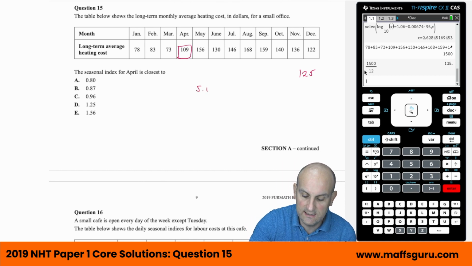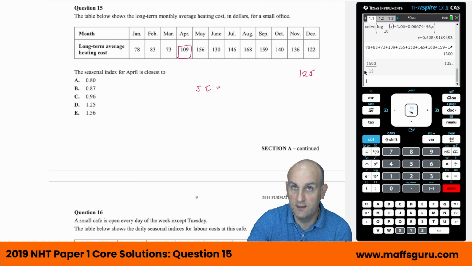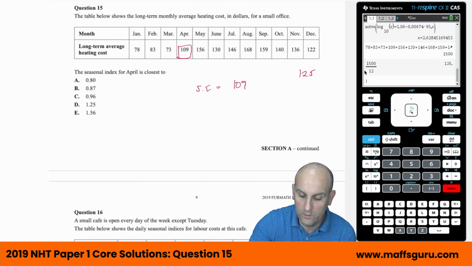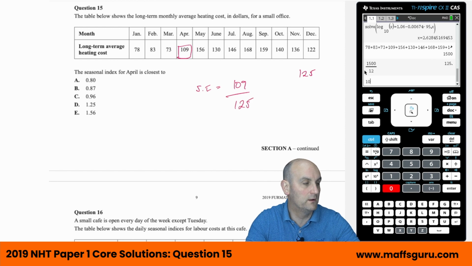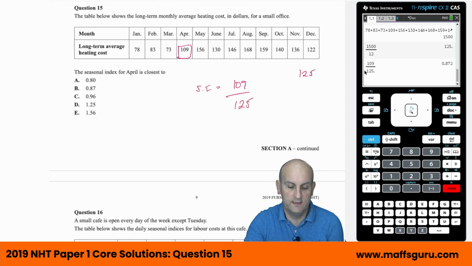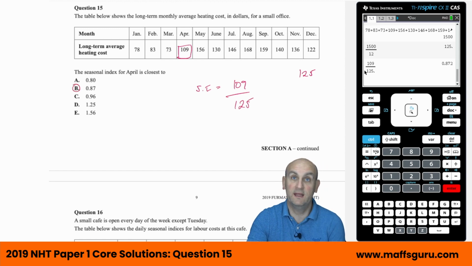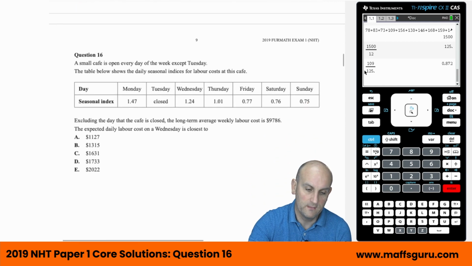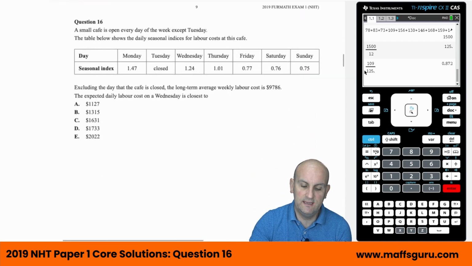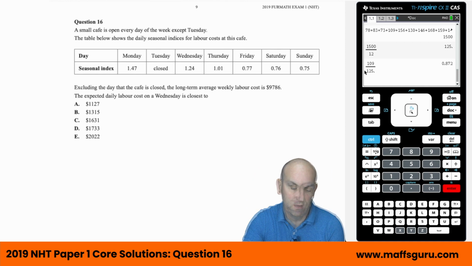My seasonal index is given by the actual figure divided by my monthly figure. So 109 divided by 125. So let's do 109 divided by answer. It gives me 0.87. So question number 15B is my correct answer. Question 16, which is the last one in the data section before we move on to financial.